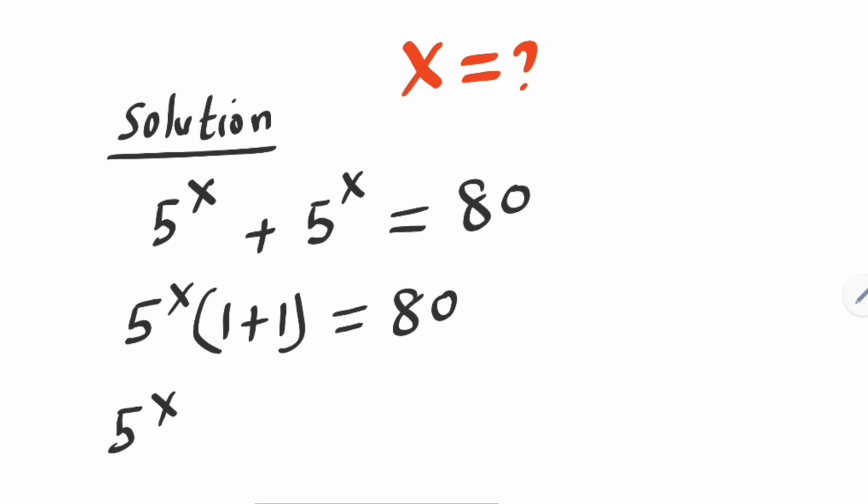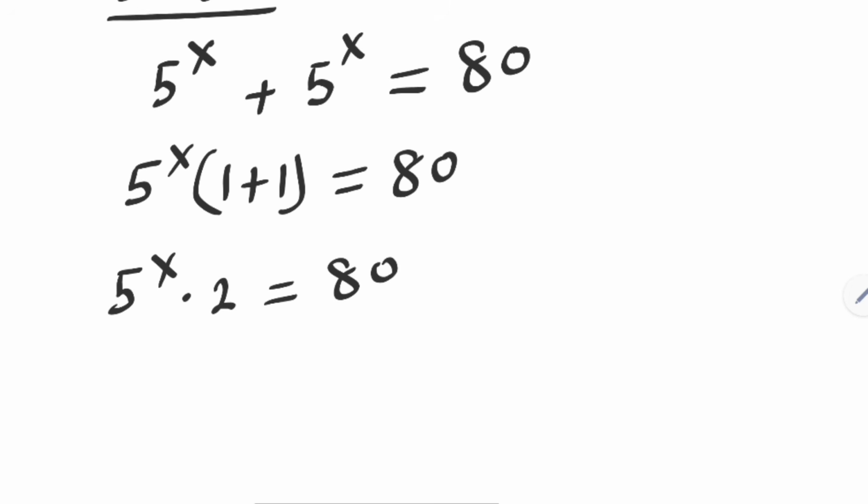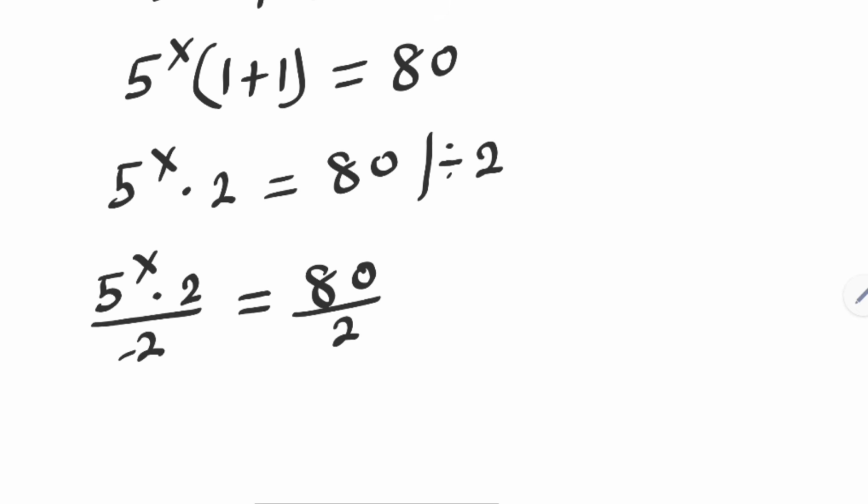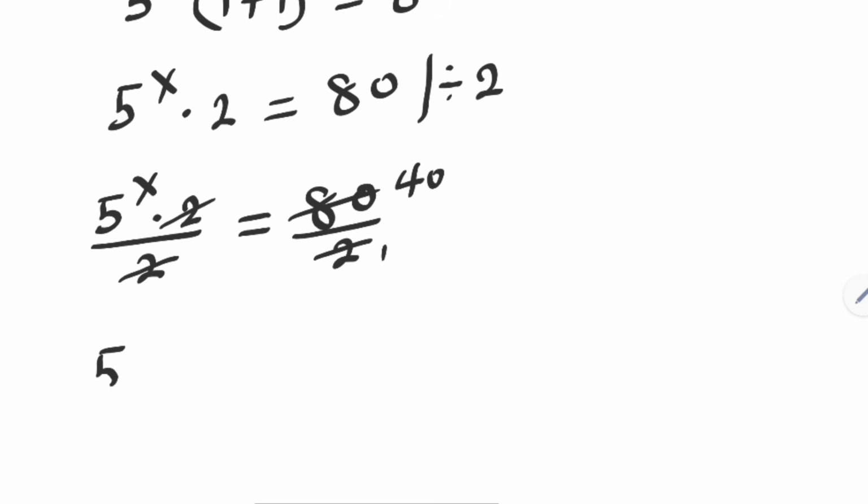5 raised to power x multiplied by 1 plus 1, that is 2, is equal to 80. Now let us divide the whole of this equation by 2. This is 5 raised to power x multiplied by 2 divided by 2 is equal to 80 divided by 2. These two cancel these two. 2 here, 1, 2 here, 40. Then this is 5 raised to power x is equal to 40.